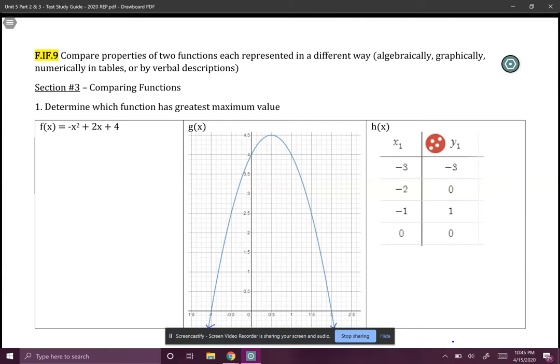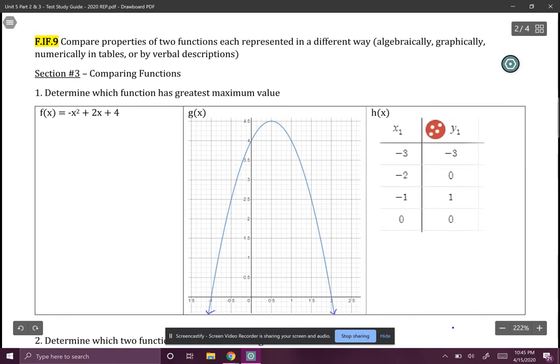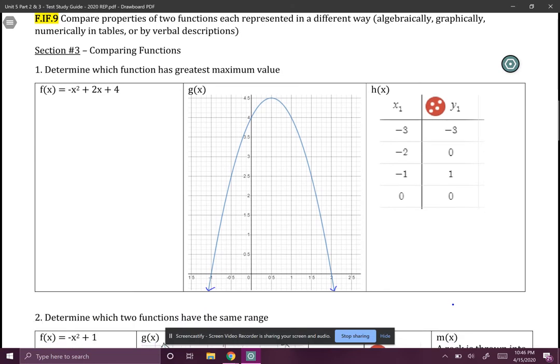This video is continuing the answer key for the study guide for the Unit 5, Part 2-3 assessment. We're on Section 3. Section 3 is over comparing functions, and when we compare functions, we have to do them in different ways: algebraically, graphically, and numerically, or in a verbal description or table. In this case, we're going to look at this algebraically, graphically, and in a table.